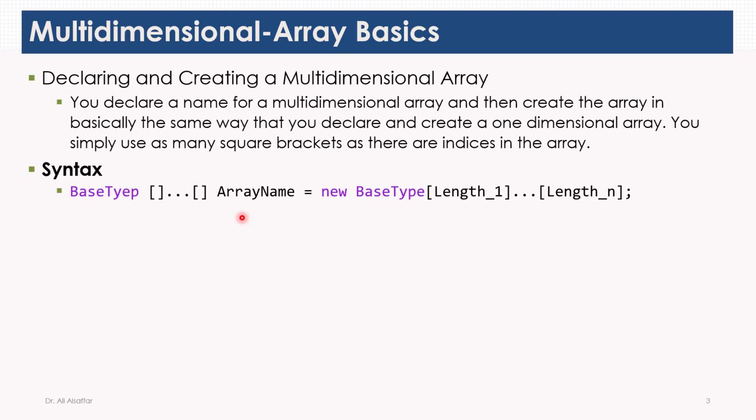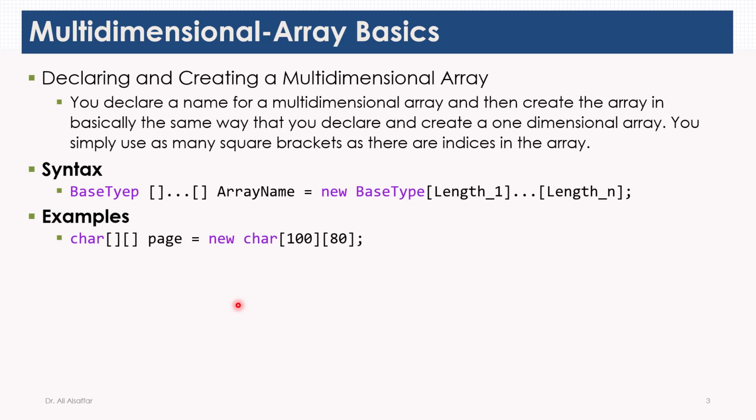Followed by the array name, followed by equal, and here now you are creating the array. So you write new and the base type, and then you put the length for each dimension. So this is the length for the first dimension. You put the length for the second dimension until the size of the last dimension, which is n.